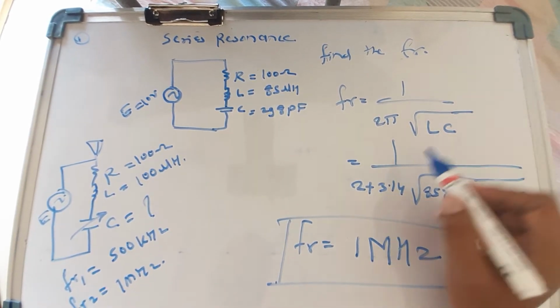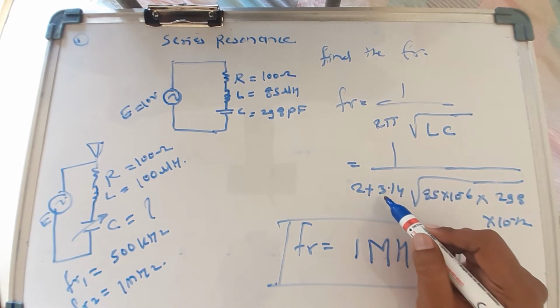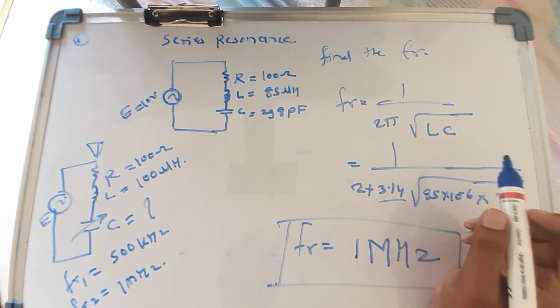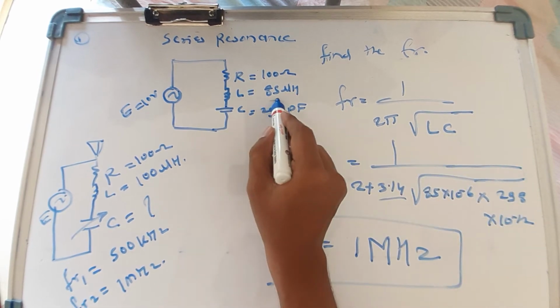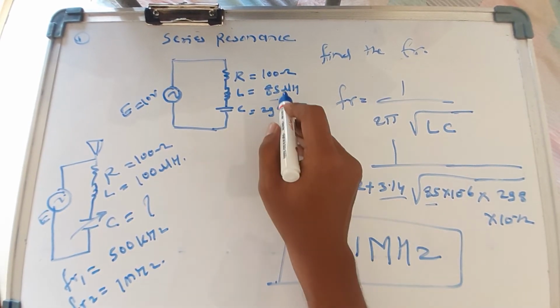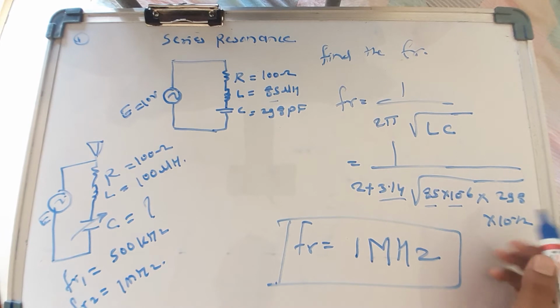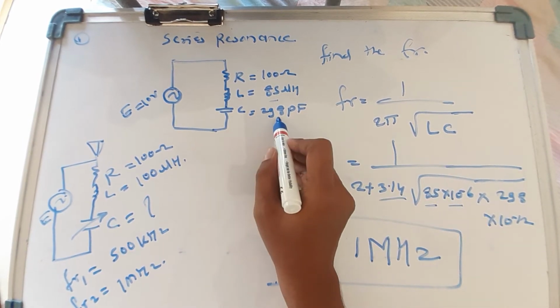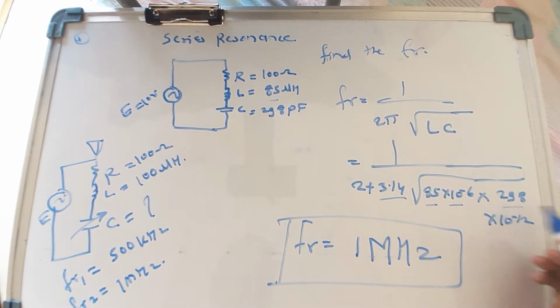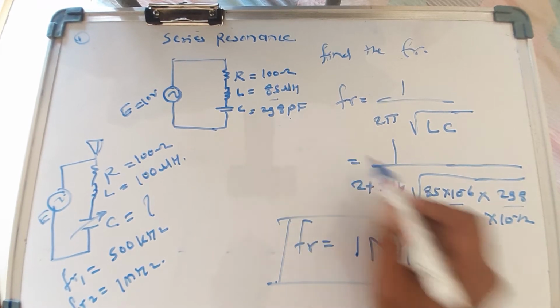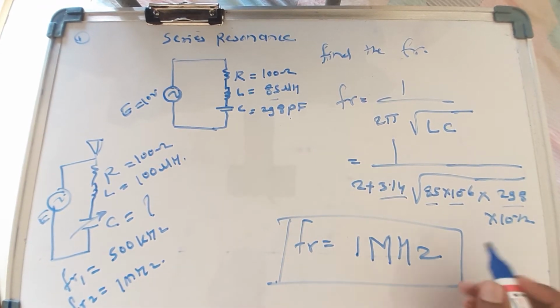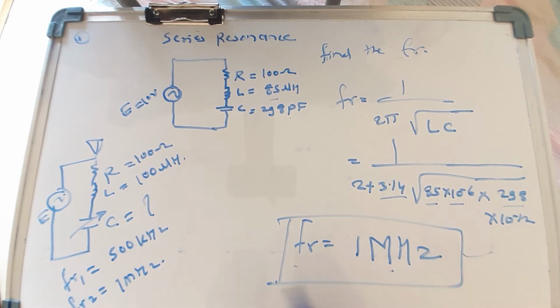So here we will put the value: 1 into 2 into pi, pi is 3.14, into L. L value is 85 into micro, that is 10 raised to minus 6, into 298 pico, that is 10 raised to minus 12. So the resonant frequency is equal to 1 megahertz. Directly put the values and you will get the result.